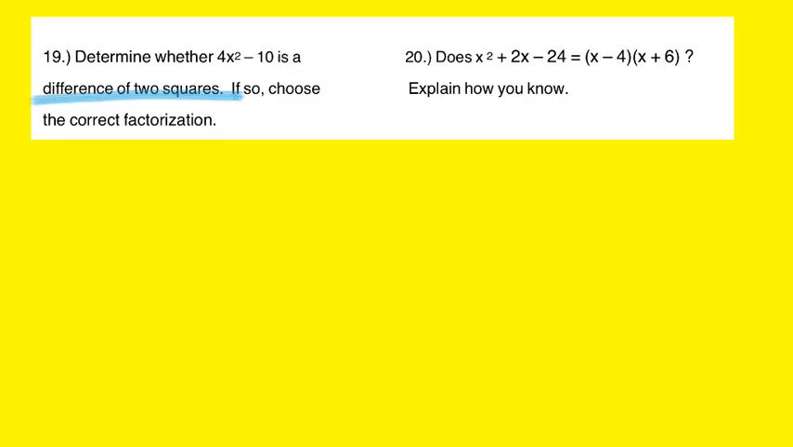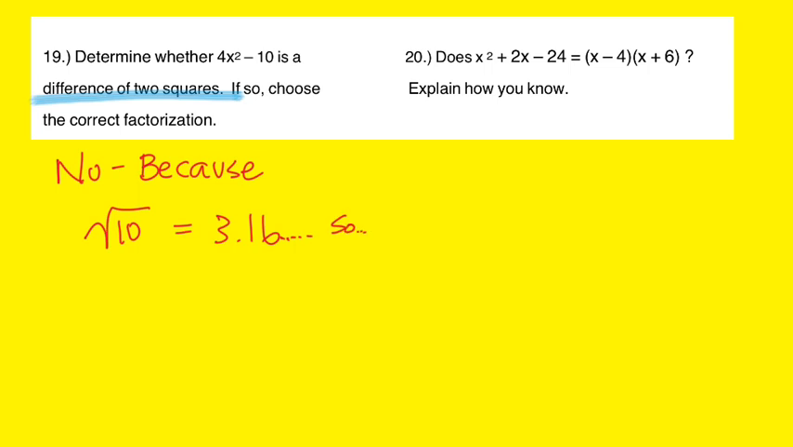Last two questions are kind of word problems. Got to use our words to explain these. Determine whether this is a difference of 2 squares, and if not, then choose the correct factorization. So on here, I can say no because 10 is not a perfect square. It's a decimal, right? So that means I have to take out a GCF. That is going to be my correct factoring method. And I take out a 2, and I get 2x squared minus 5. And that's factored completely, so I'm done.